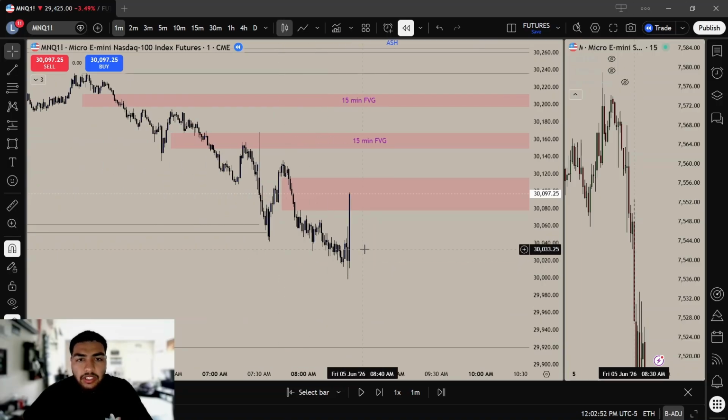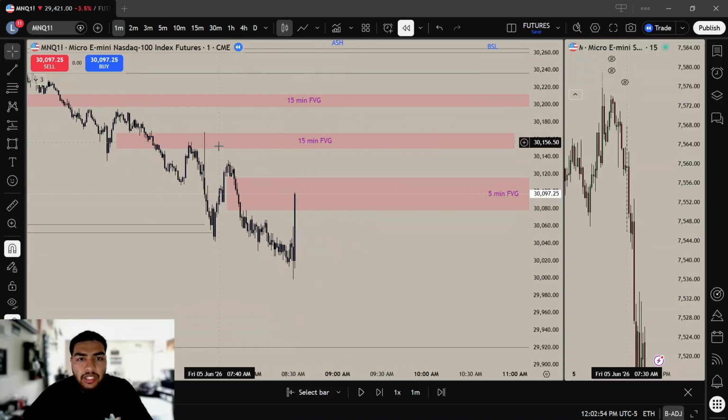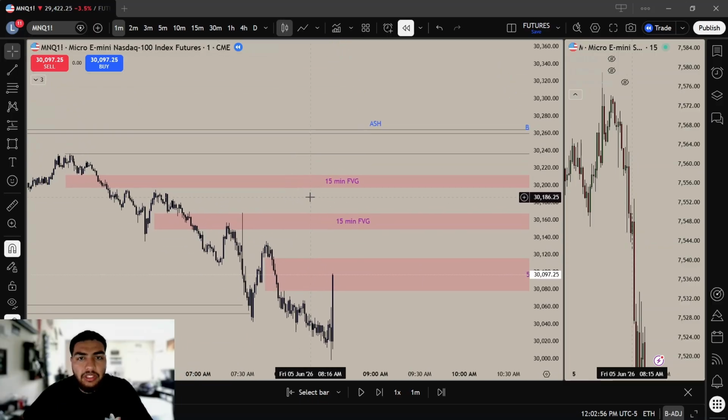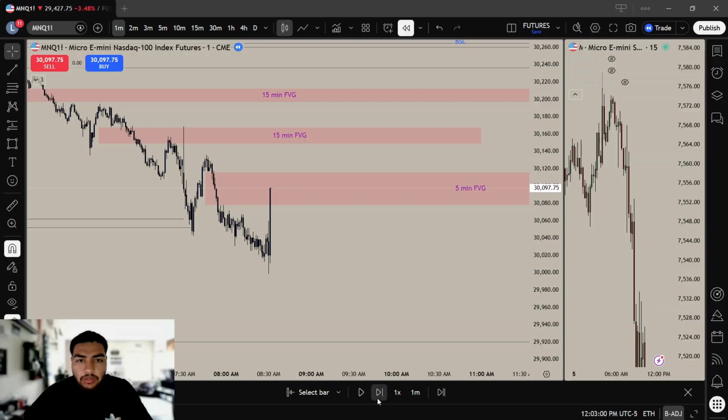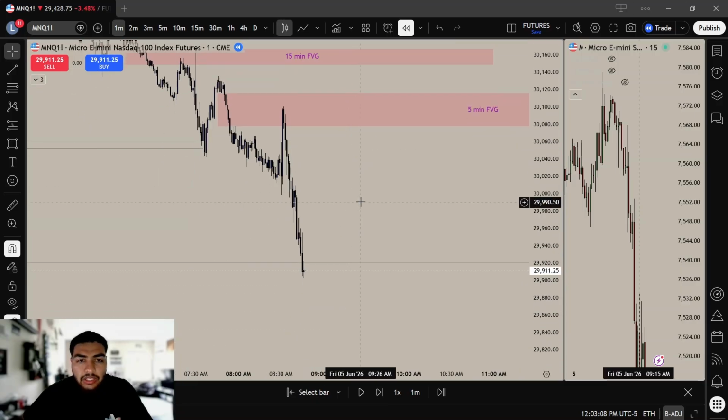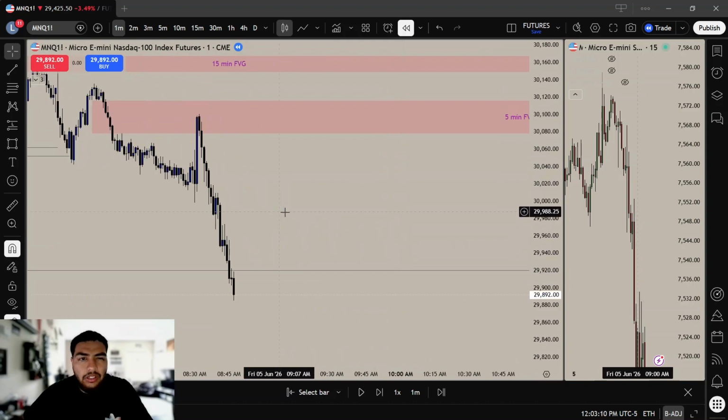Then we have this right here, and we kind of got some swing highs up here, but really we're looking for that higher time frame draw on liquidity. Then we're gonna keep going, keep going. Oh, yeah, we just keep going lower. Dang. So we really take that out.